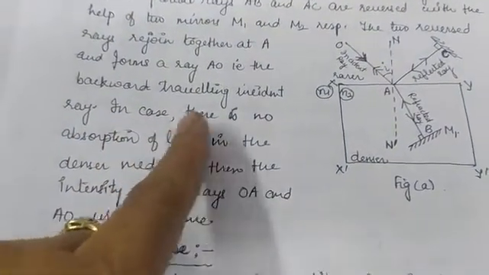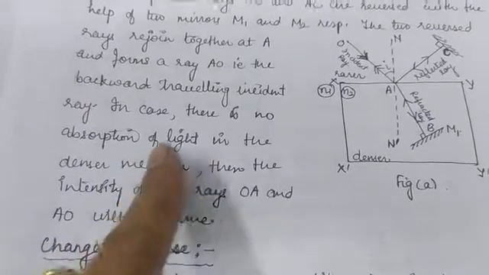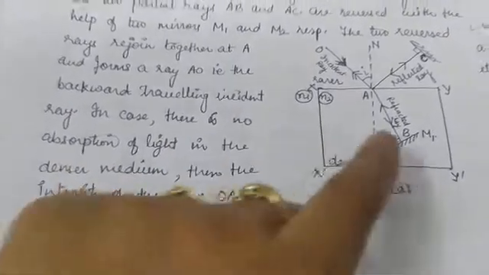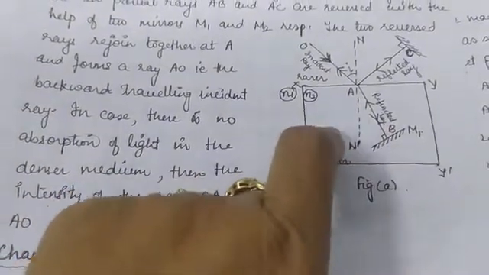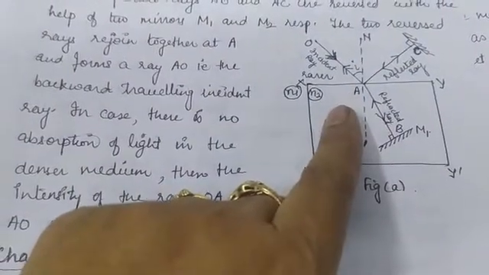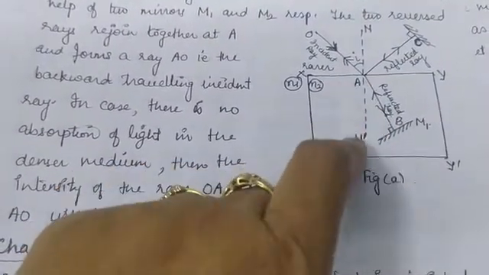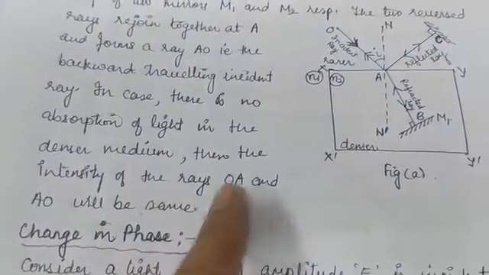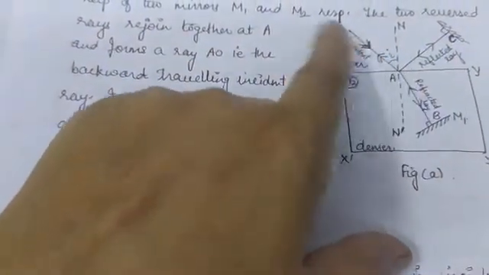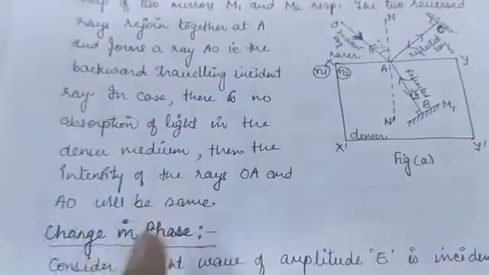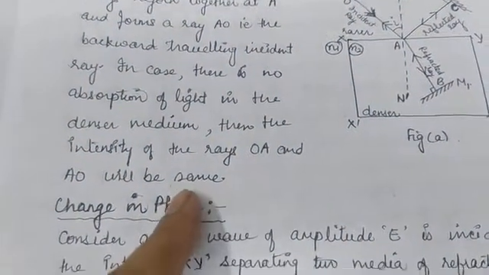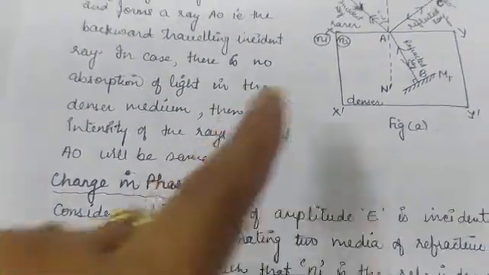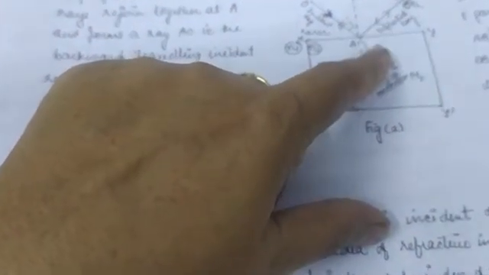In this case, there is no absorption of light in the denser medium. That means in the denser medium, the intensity of light absorbed is 0. That means no absorption of light has been taking place. Now see, then the intensity of the ray OA and AO. OA is the incident ray and AO is the backward traveling incident ray. They both have the same intensity. Intensity of the two will be the same. This is the meaning of the principle of optical reversibility.